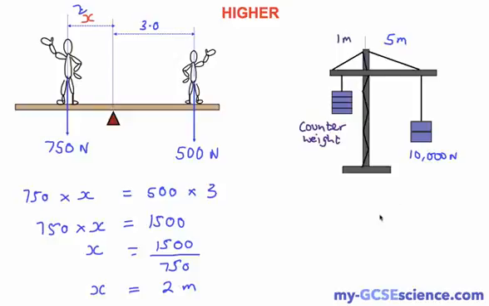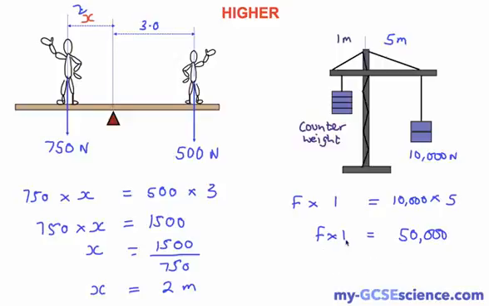Here we have our crane, so let's calculate the clockwise moment. We have 10,000 times 5, and a force, we'll call that F, times 1. So F times 1 equals 10,000 times 5. Let's tidy that up. So 10,000 times 5 is 50,000. So F times 1 equals 50,000. This is slightly more straightforward.